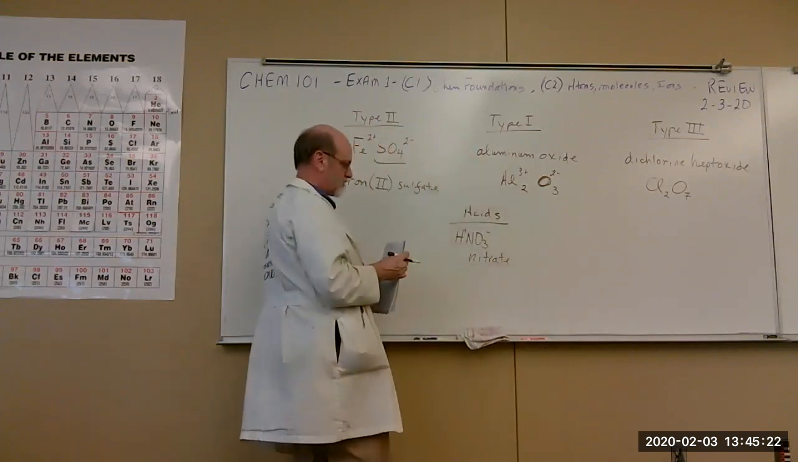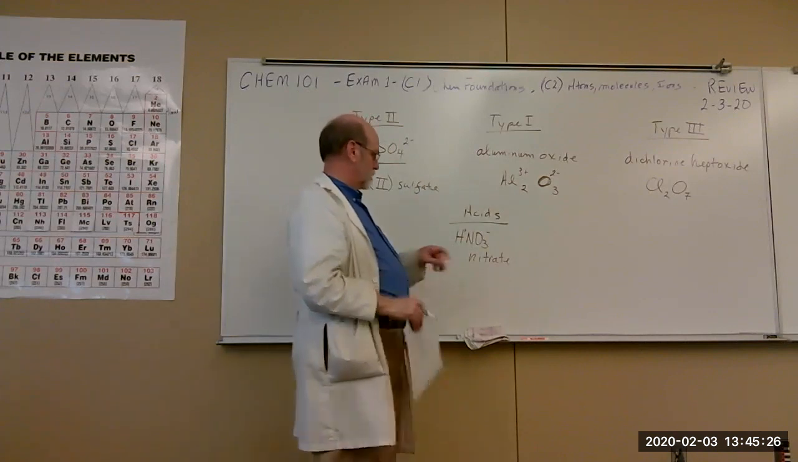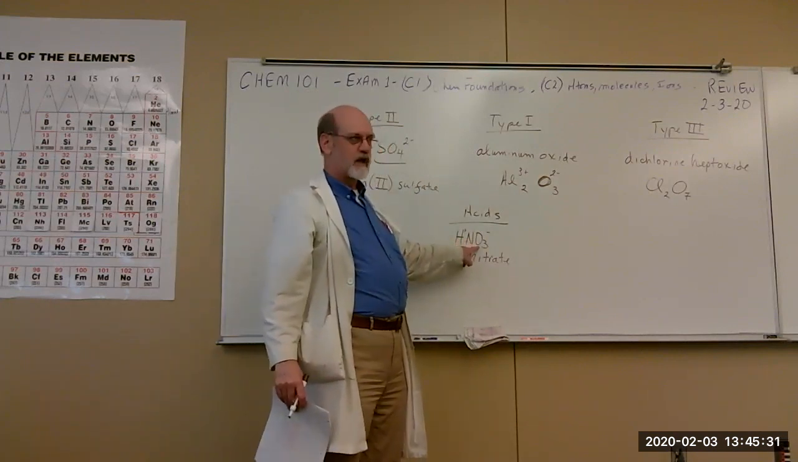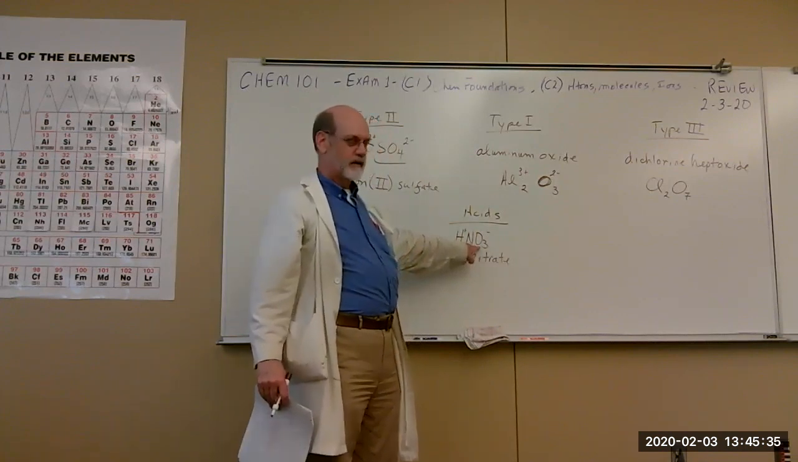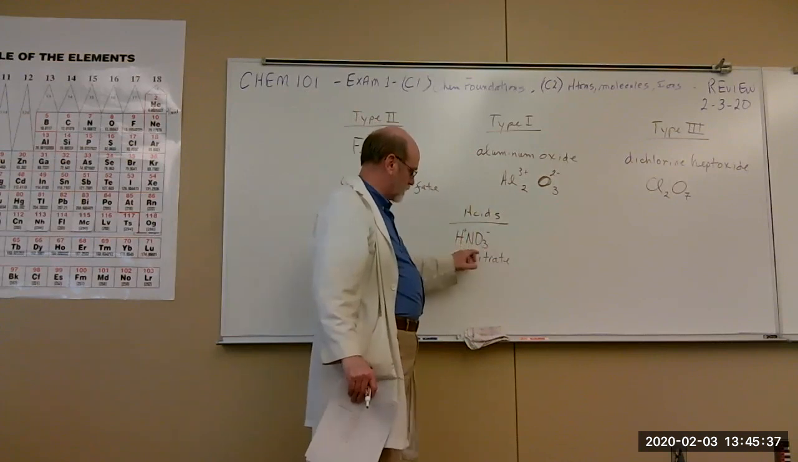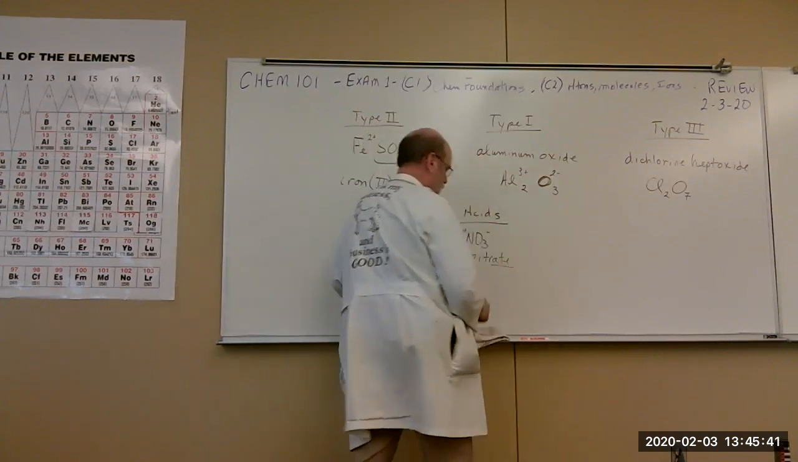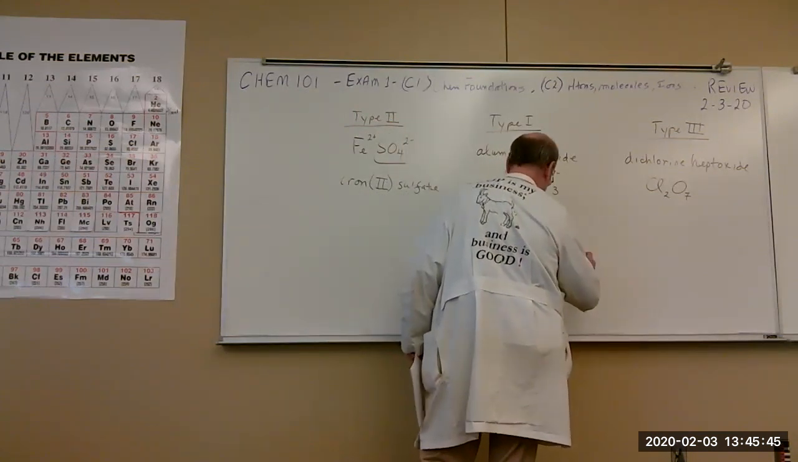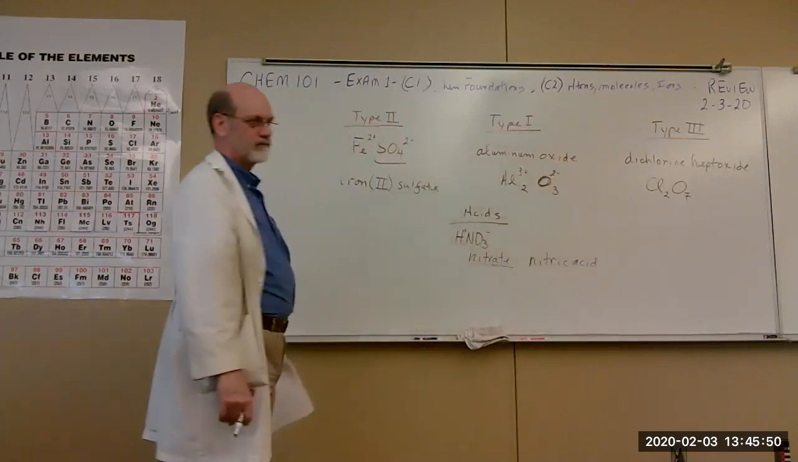Right? Now, why don't we say hydro to begin with? It's polyatomic. Because there's an oxygen in there. You don't say hydro to begin with. You just take the polyatomic, and if it's an ate, you change it to ic. It's nitric acid. Okay?